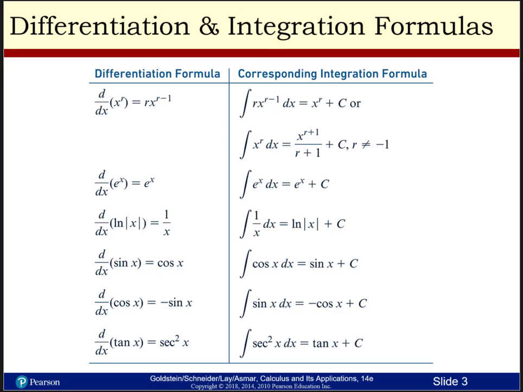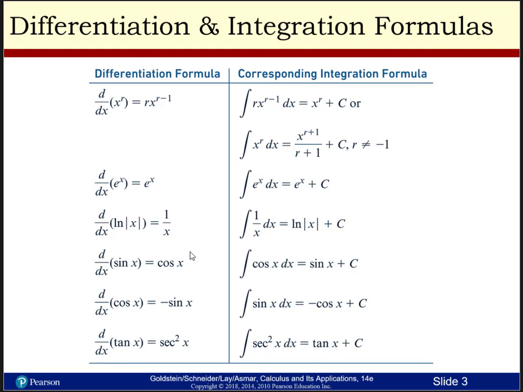The derivative of x to some power r with respect to x is just r times x raised to the power r minus 1. So when you go backwards with that, don't forget to add that plus c because that constant could have been there for any one of those answers. It's nice when you take the derivative of e to the x, it's just e to the x. So when you do the integral, it's just the same.